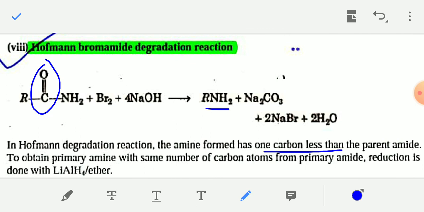To obtain primary amine with the same number of carbon atoms from primary amide, you have to reduce the amide. If you want to get amines of the same carbon number from amides, you have to make reduction of the amide. And if you want to get a primary amine from amide with 1 carbon less, then you have to use this reaction, the Hofmann bromamide degradation reaction.